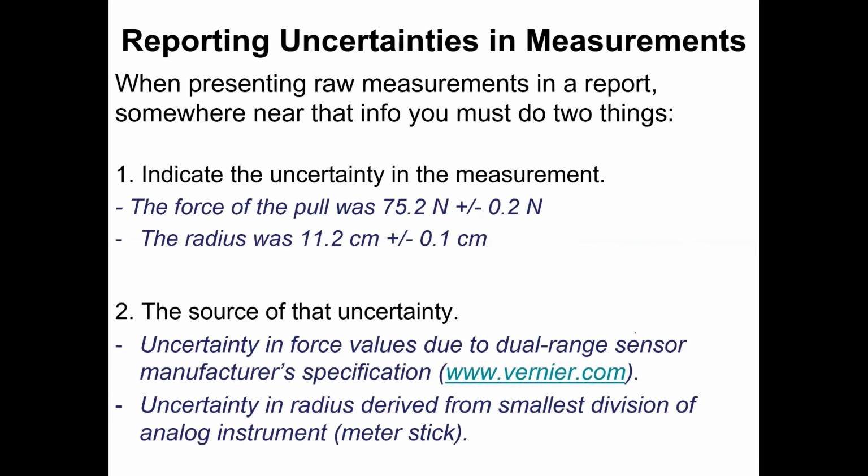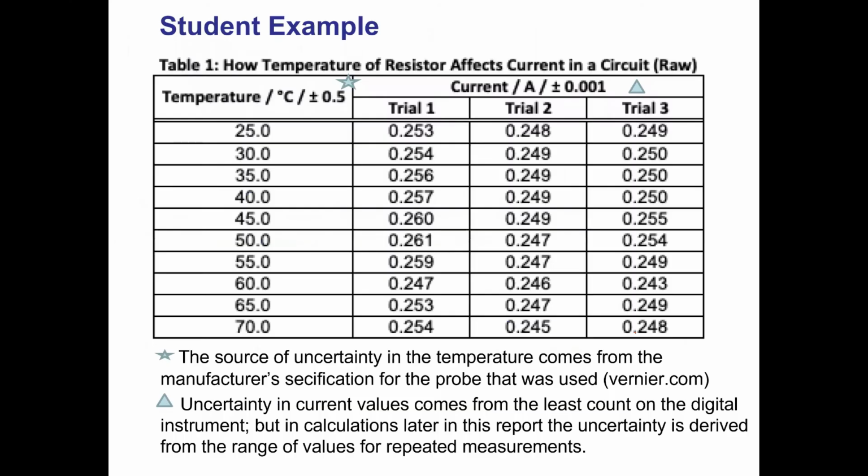Let me show you in this last slide one more example. This is how commonly I see students do this, and it's a good example because most commonly you're not going to present raw data in the form of a prose paragraph, but in a data table. So how can you do the two things I mentioned in the previous slide when you're using a data table? Here's one example. Notice the student has provided in the table headings the measurement, the units being used, and a measure of the uncertainty in the column headings for both the temperature and the current. But then they've gone even further, and I think this is something you seriously want to consider.